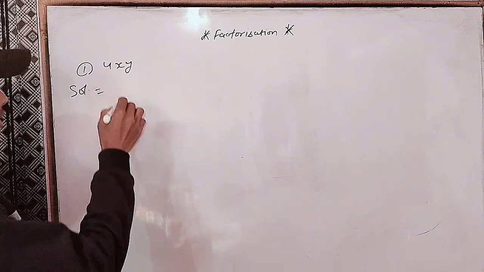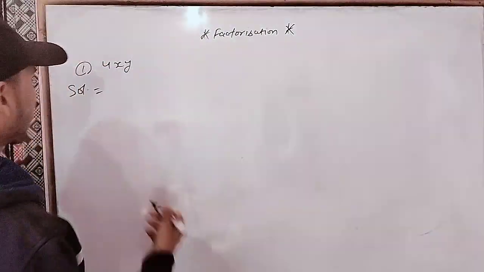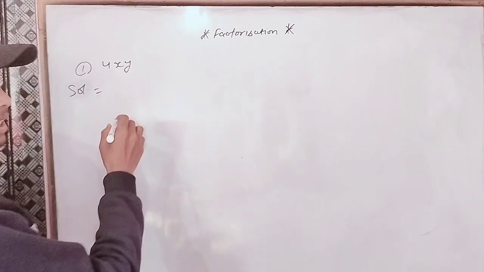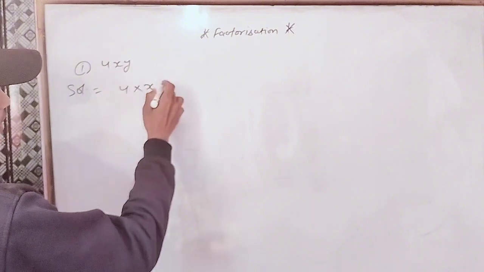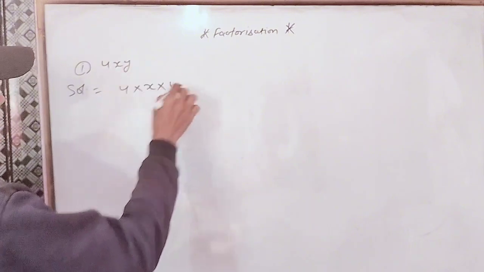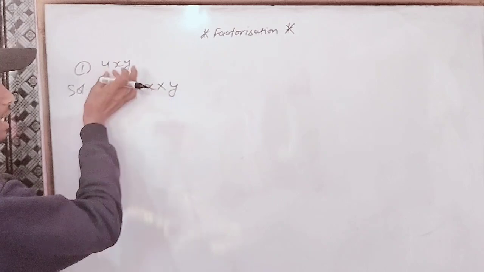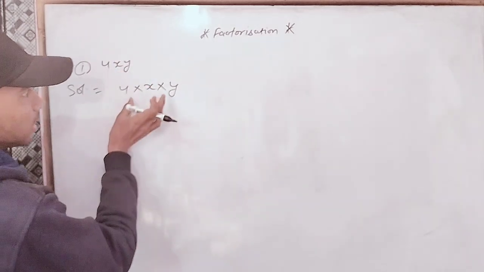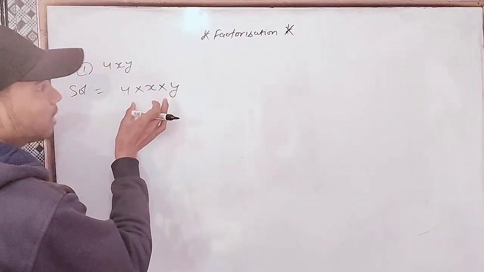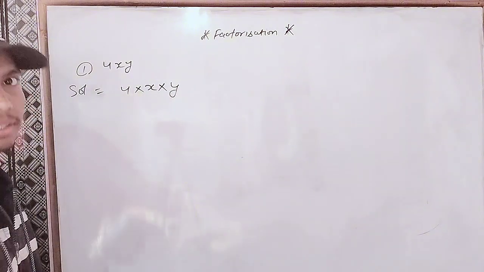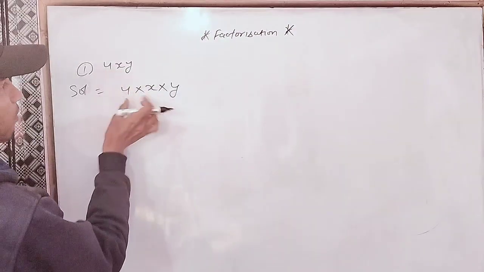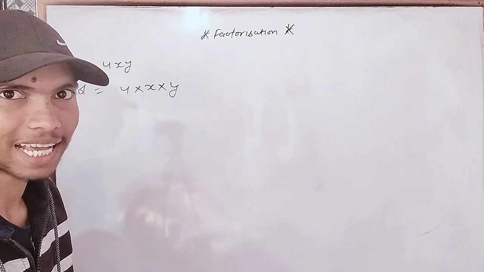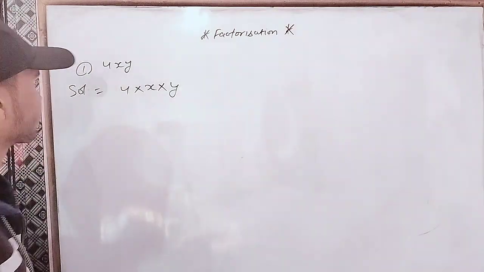So here, by separating, it can be written as 4 multiplied by x, then multiplied by y. This can be written like this. So the value of this and the value of this is the same. Nothing has changed by us. Clear?